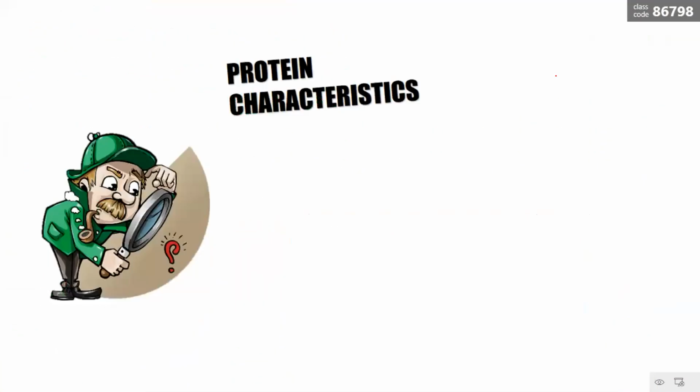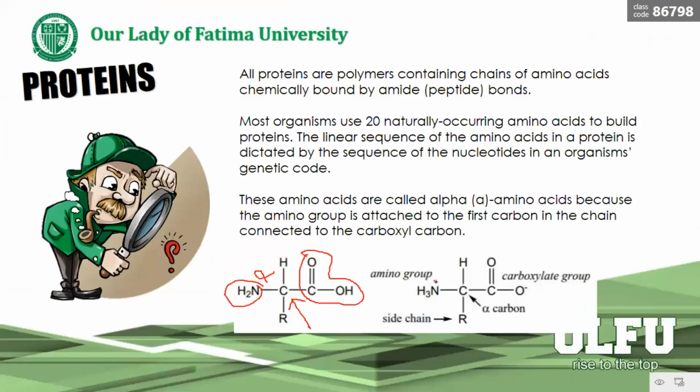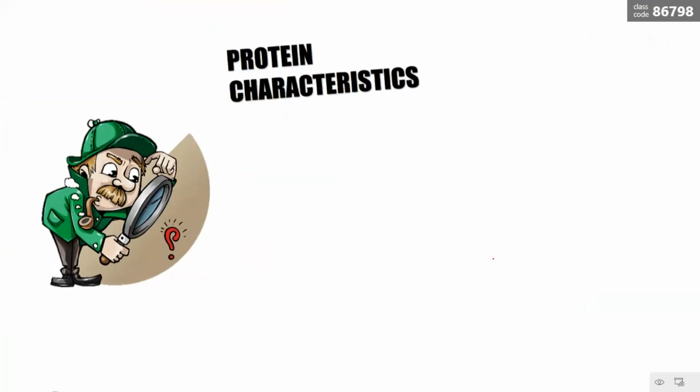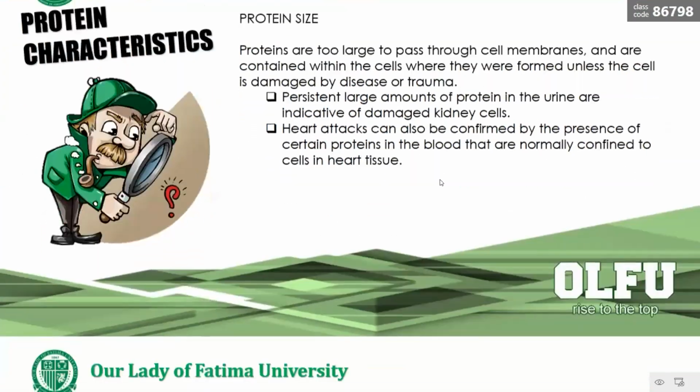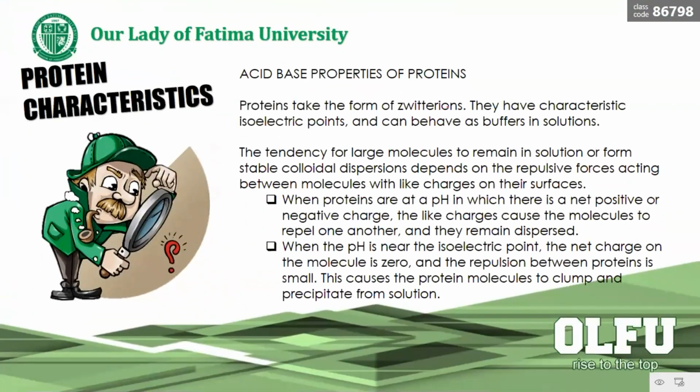Balikan natin yung kanina. Eto. They have two charges, di ba? Yung amino acids natin dito, meron siyang isang positive, meron isang negative. That is why this is called a zwitterion, because of the existence of two charges in its natural form. And different amino acids have different isoelectric points. This means that this is the normal or natural pH of that particular amino acid.